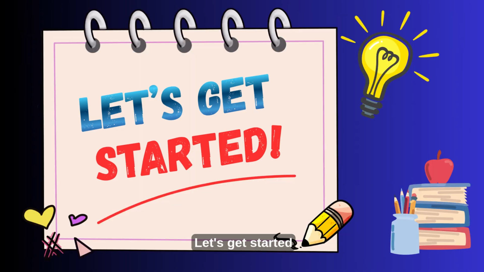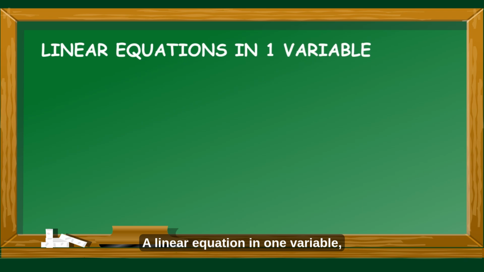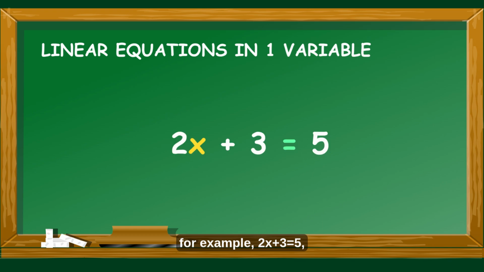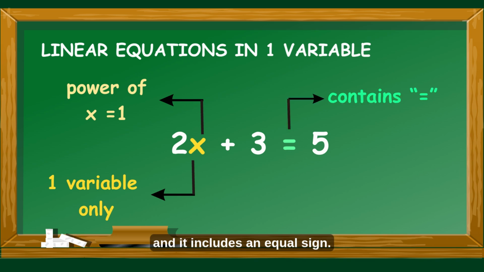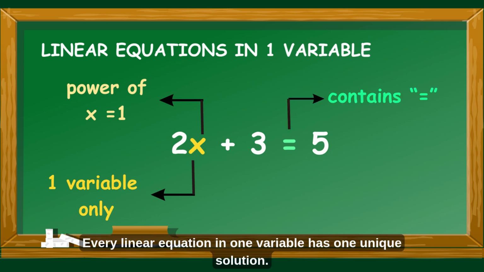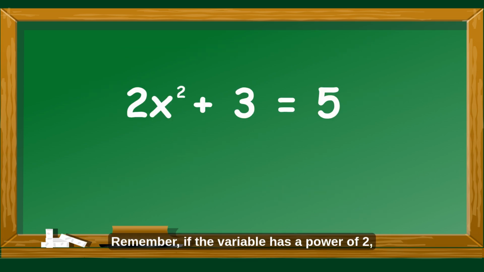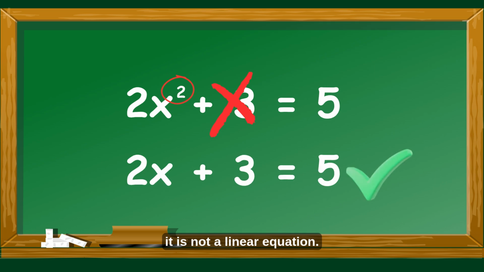Let's get started. A linear equation in one variable, for example, 2x plus 3 equals 5, contains only one variable. The variable has a power of 1, and it includes an equal sign. Every linear equation in one variable has one unique solution. Remember, if the variable has a power of 2, it is not a linear equation.